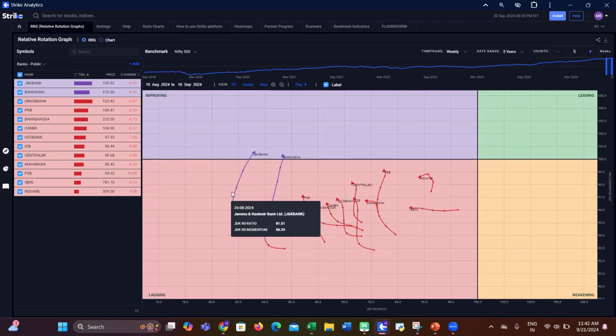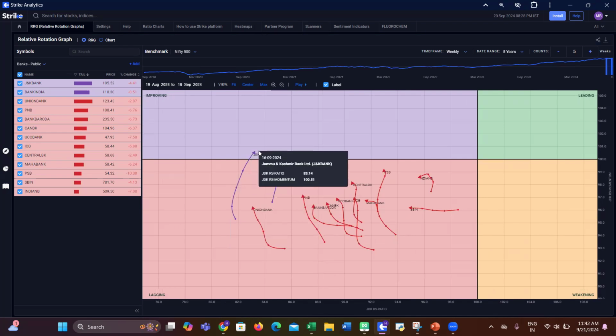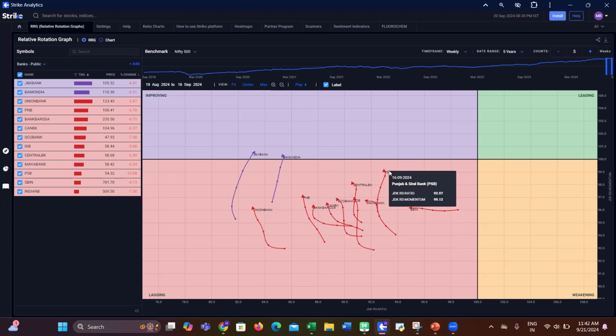Jammu and Kashmir Bank is showing a very good RS momentum, and there is a slight increase in the RS ratio as well. Last week we covered Bank of India and we saw a significant improvement in the RS momentum, but there is a slight reduction in the RS ratio. So it's very interesting to see. Union Bank has a good RS momentum, but the RS ratio is not that significant. I'm interested in Punjab and Sindh Bank to see if it goes further into improving.